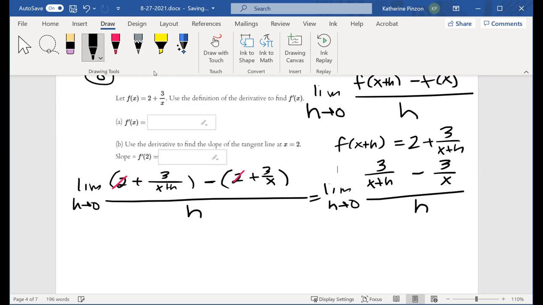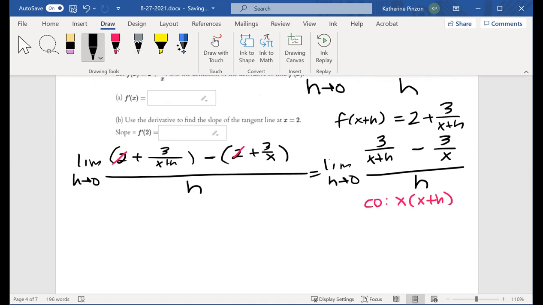Let's make a common denominator, right? Anytime you have 2 fractions, you should think combine the fractions together. So I'm going to make a common denominator. What's my common denominator going to be? x times x plus h, or x plus h times x. I'm going to multiply every term in my expression by that thing, including the denominator.